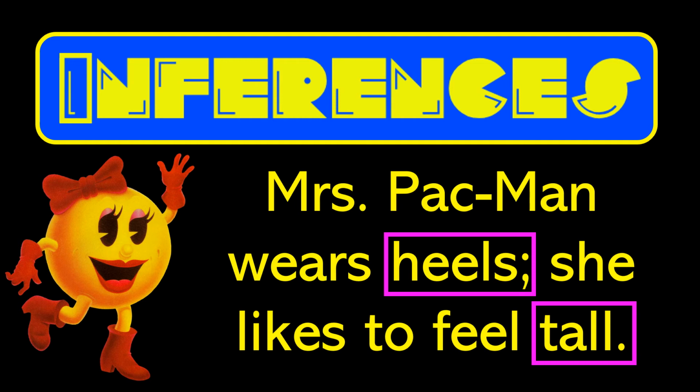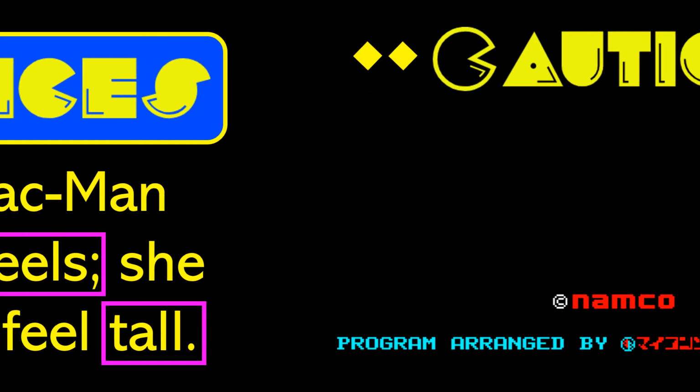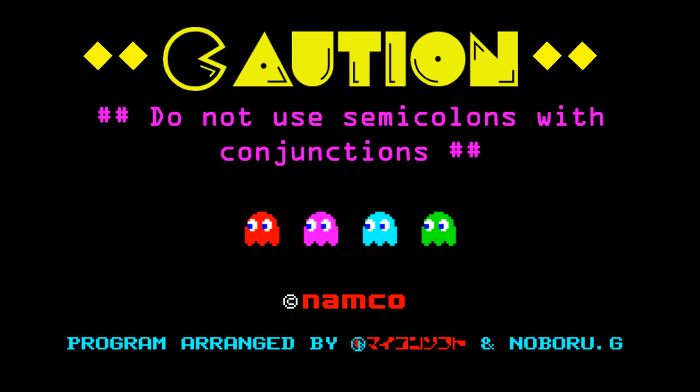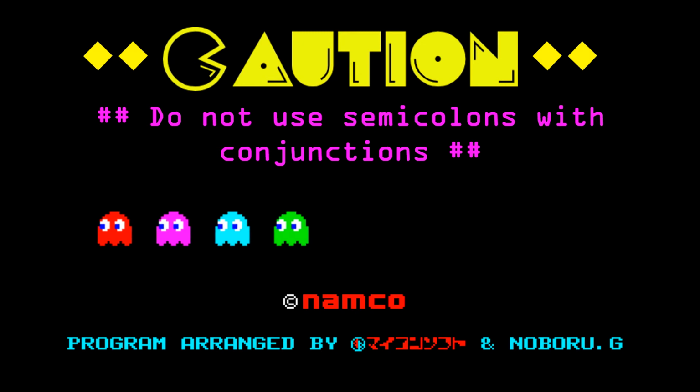If that cause and effect relationship or any other logical relationship is not overtly clear to the reader, I would avoid using a semicolon. And here we have another cautionary note. Do not use semicolons with conjunctions.